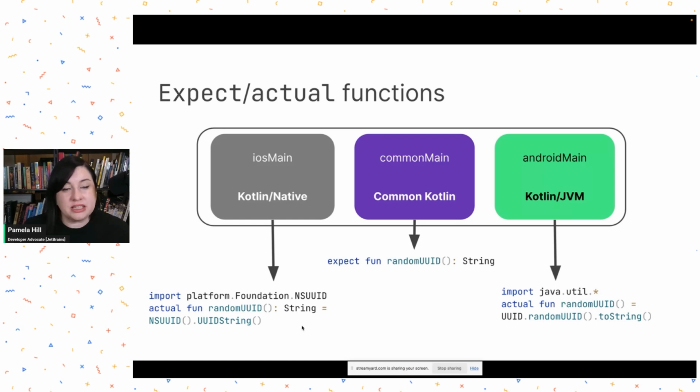So I just want to reiterate, because this is super, super important. In common main, you can only use common Kotlin. Now, what is common Kotlin? It is either a Kotlin language feature, something from the standard library, or a multiplatform library. Then in Android main, you can use Kotlin JVM and any Android dependency, but you can't use iOS dependencies from Android, and you can't use Android dependencies from iOS. In iOS main, you can use Kotlin Native and any kind of Apple API. And that is how they all differ.